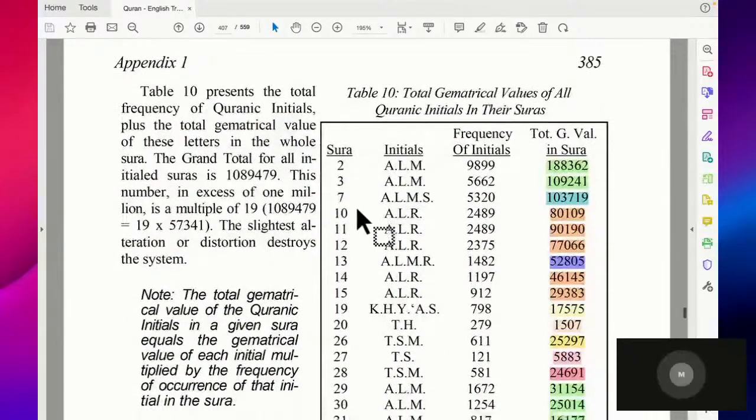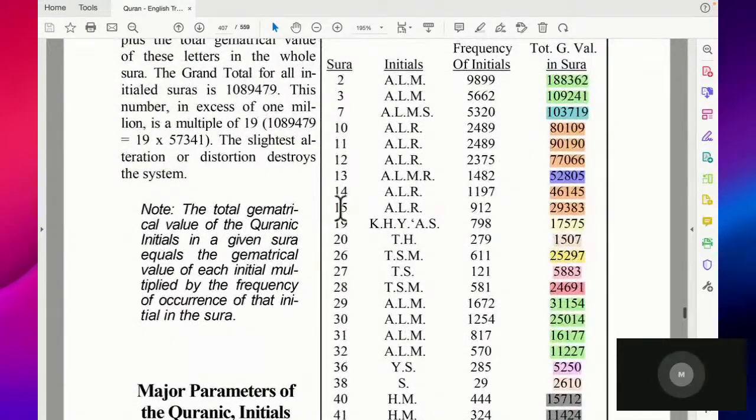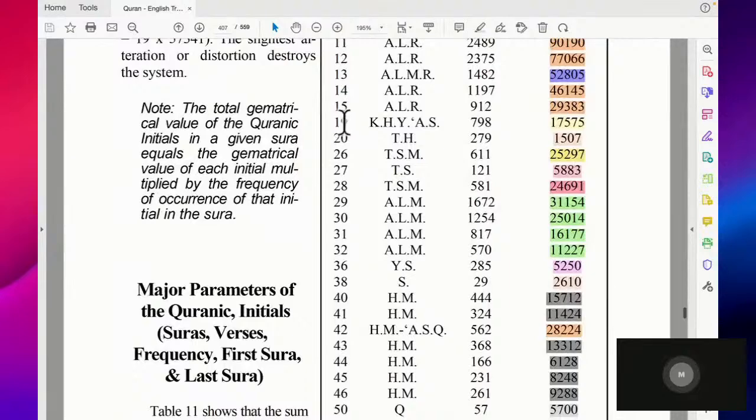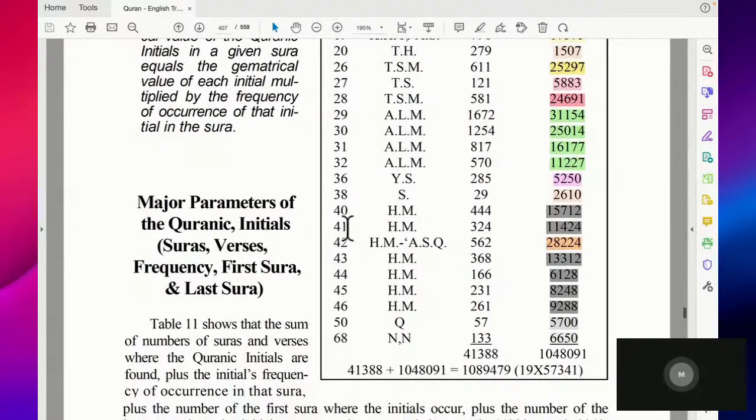Now, we have each and every individual surah which is initial in the Quran listed here. Starting with Surah 2, which is the first initial surah, it starts with Alif Lam Mim, ALM. Surah 3, ALM. Surah 7, ALMS, which is Alif Lam Mim Sad, right? And it goes down. For example, Surah 19, Kaf Ha Ya Ain Sad. And then, for example, Surah 42, Ha Mim Ain Sin Qaf. Surah 50, Q, which is Qaf. Surah 60, N, which is Noon, basically, right?